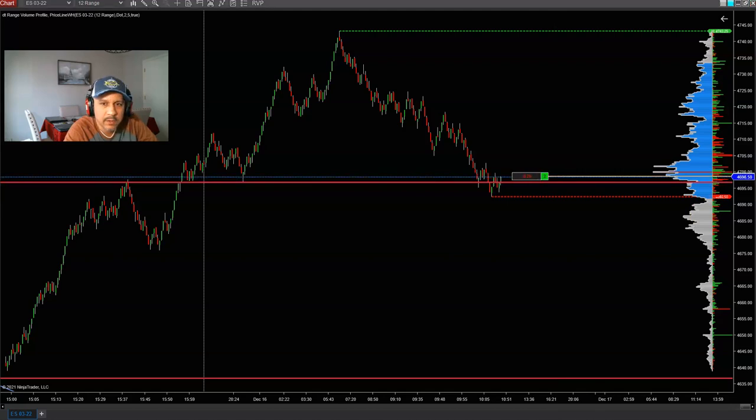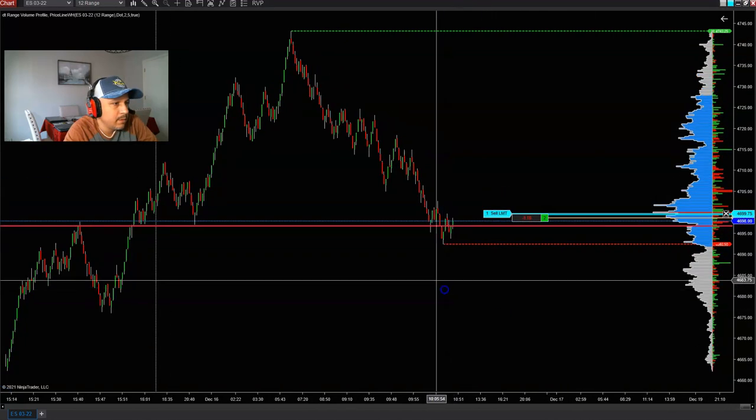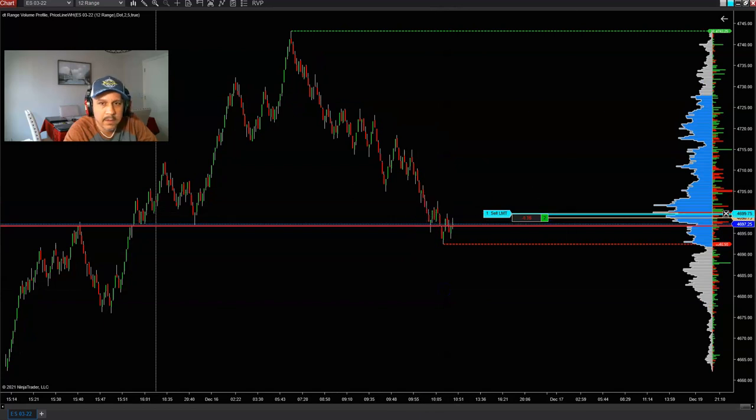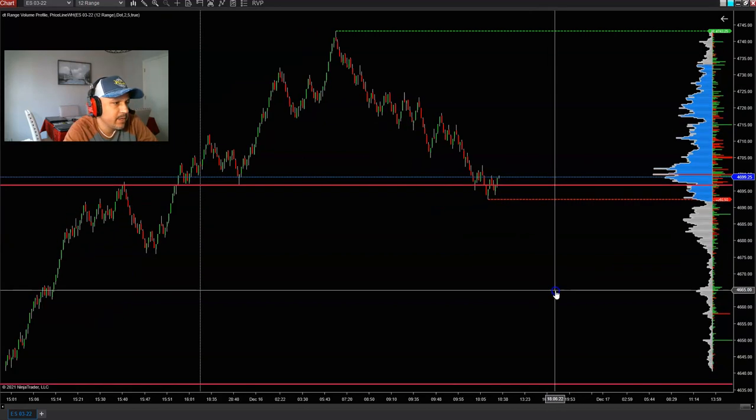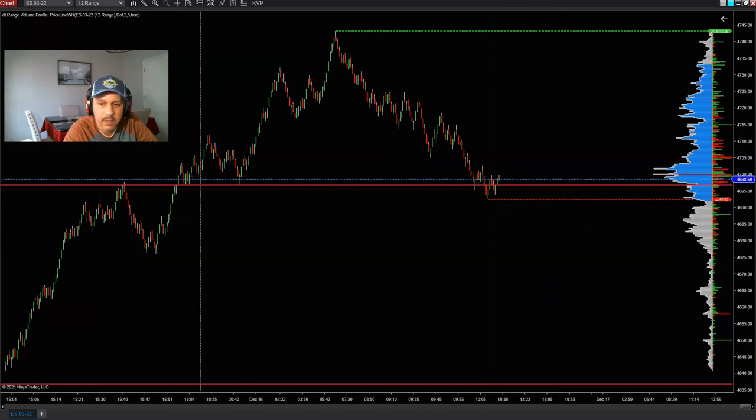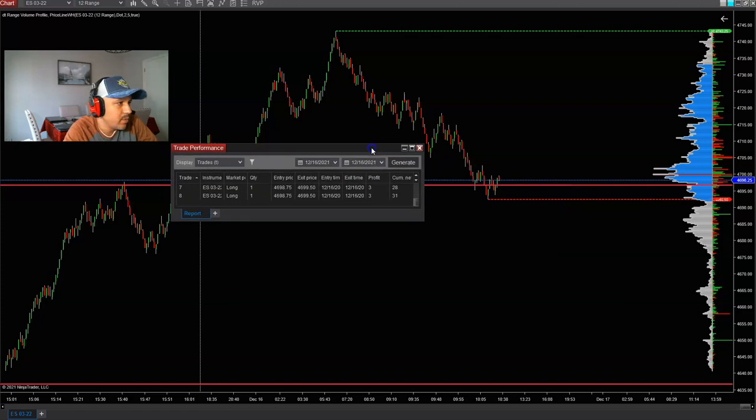Yeah, okay, I'm long. Okay. Come on. Scalping, guys. All right. There it is. A new price comes to test the high right here. All right. So 25 ticks. I'm up 31 ticks now.